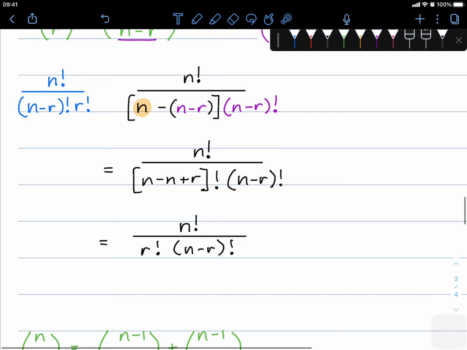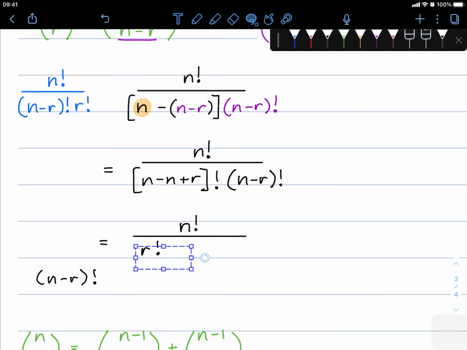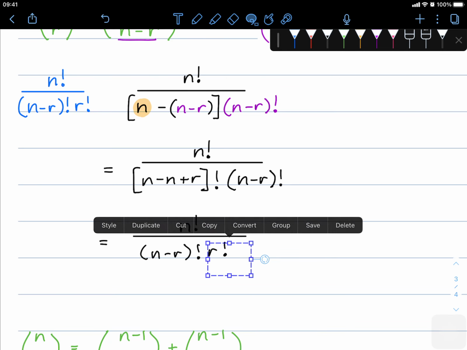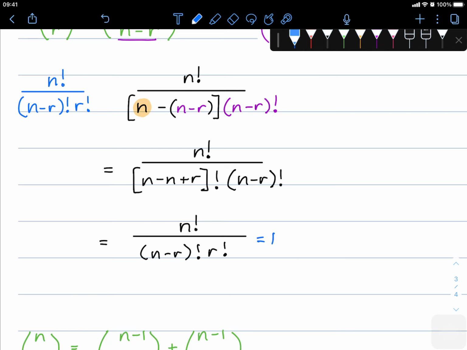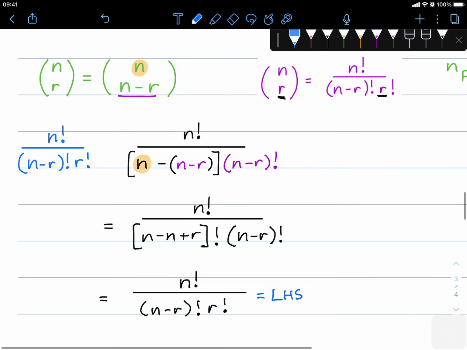But since this is multiplication, we can just switch these around, can't we? Which is exactly what I'm going to do. Let's switch them around like this, which is equivalent to that left hand side, and we've just proved it. So would you look at that?